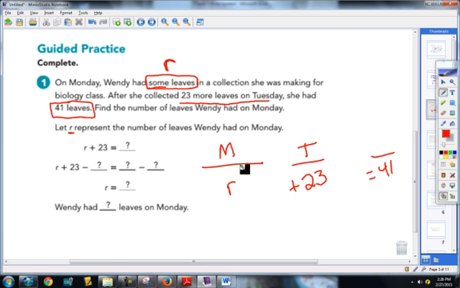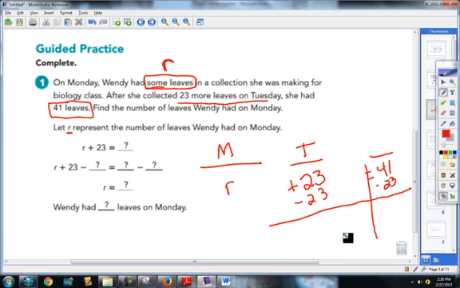We just broke it down with all the pieces we knew, and you can follow that if you'd like, but I just like to write it like this: R plus 23 equals 41. We know that 23 is being added to R, so we're going to subtract 23 from both sides. Okay, and we're going to find that R is going to equal 18. And then just ask yourself real quick, does that make sense?